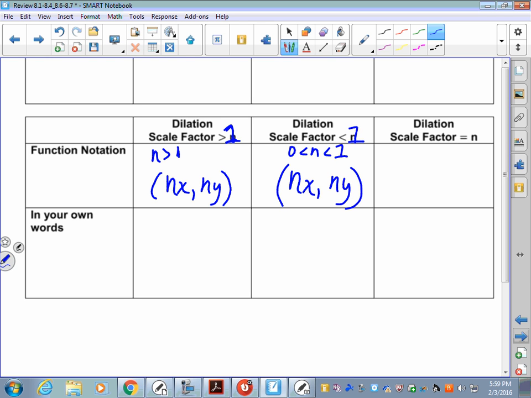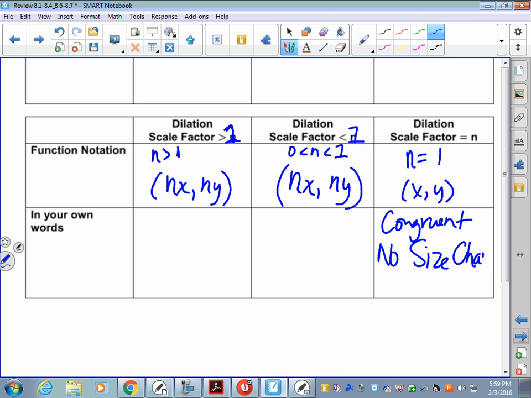And when n is equal to 1, then you have just x and y. Basically, this is a congruency. It's congruent, and there's no size change. You have the exact same figure.